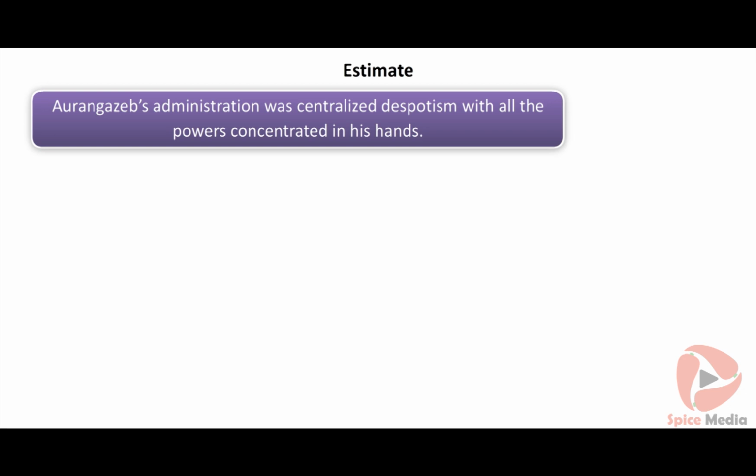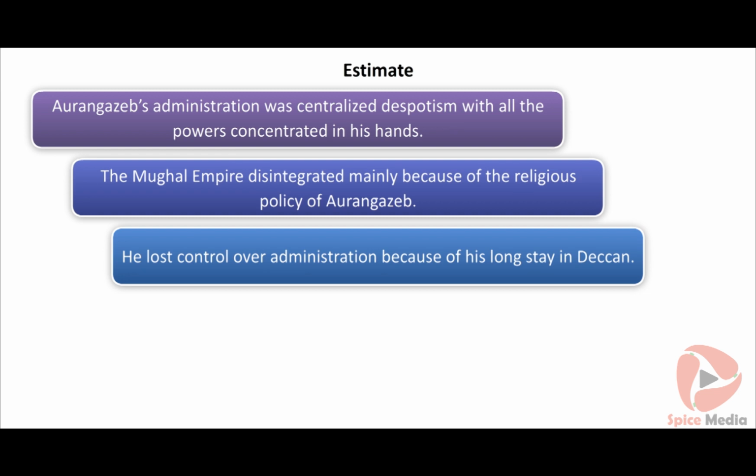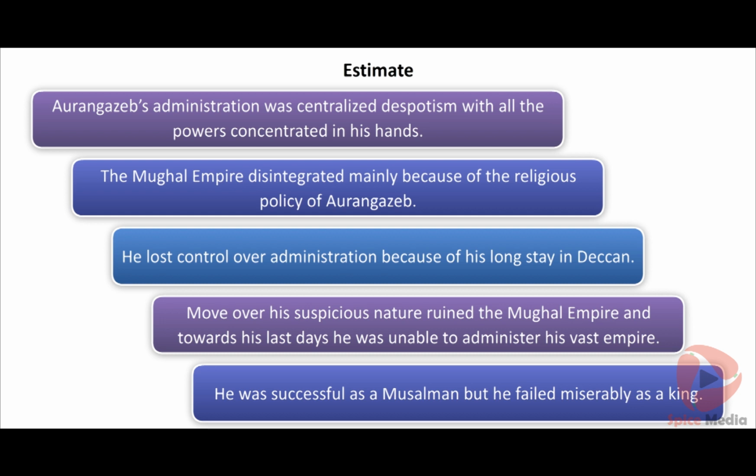Aurangzeb's administration was centralized despotism, with all the powers concentrated in his hands. The Mughal Empire disintegrated mainly because of the religious policy of Aurangzeb. He lost control over administration because of his long stay in the Deccan. Moreover, his suspicious nature ruined the Mughal Empire, and towards his last days he was unable to administer his vast empire. He was successful as a Musalman, but he failed miserably as a king.